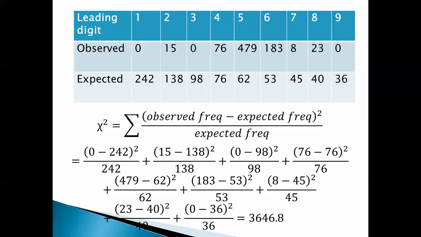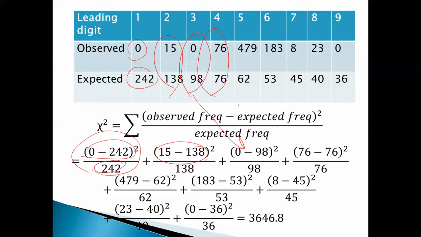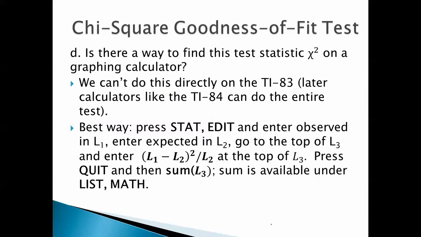So let's go ahead and calculate our chi-square test statistic. Again, it's observed minus expected, all squared, over expected, and you sum those up. For example, this first one, observed is 0, expected is 242. Square that difference and divide by 242. 15 minus 138 squared over 138. 0 minus 98 squared over 98. 76 minus 76 squared over 76. We can do that one in our heads, etc. When you total all of these up, you end up with 3646.8.